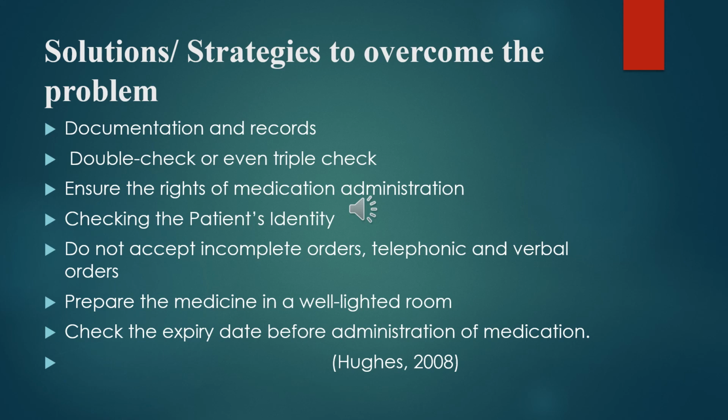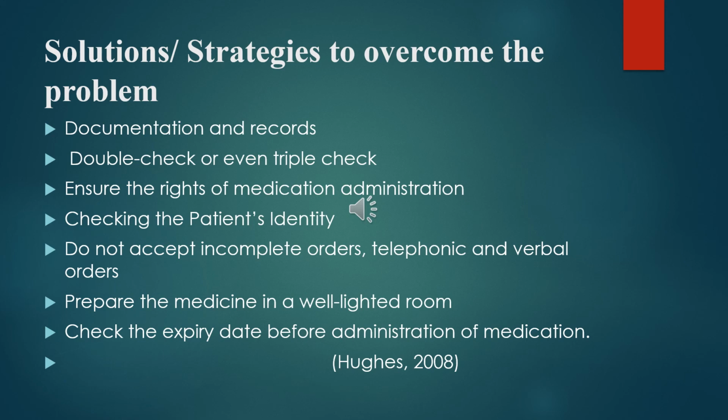Now the solutions and strategies to overcome the problem. The first one is documentation and records. This includes proper medication labeling, legible documentation, and proper recording of administered medication. The next one is double check or triple check. This is a process whereby another medical staff member on the same shift or an incoming shift reviews all the new orders to ensure each patient's order is noted and transcribed correctly on the physician's order.